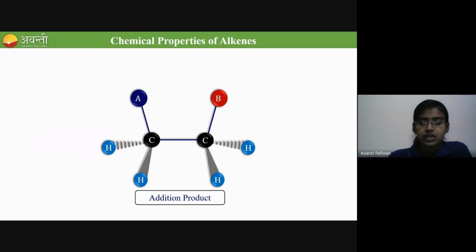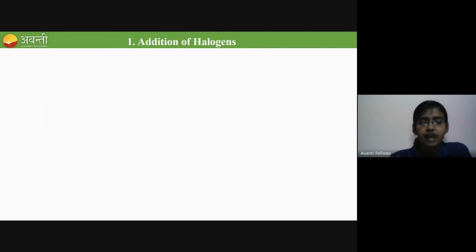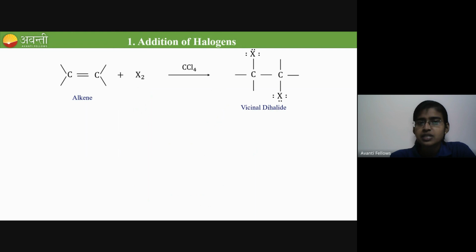The first reaction is the addition of halogen. I am taking an alkene and I'm going to add a halogen. All the halogens are represented by the letter X, right? Halogens are basically fluorine, chlorine, bromine, and iodine. Now in presence of CCl4, that is carbon tetrachloride, an addition compound is formed in which you can see both the halogens are added.